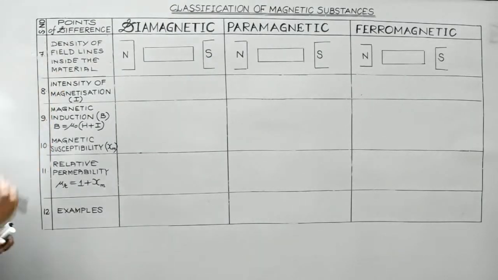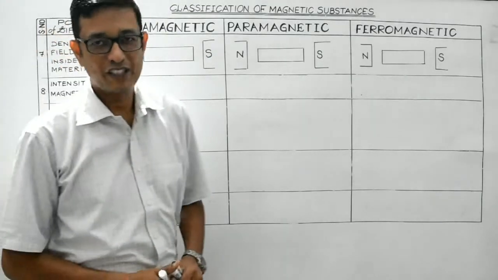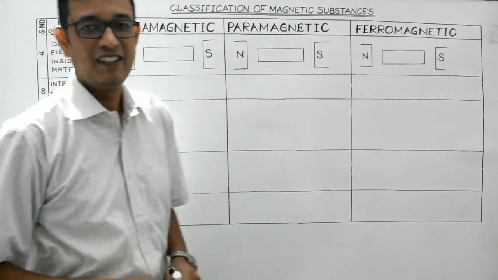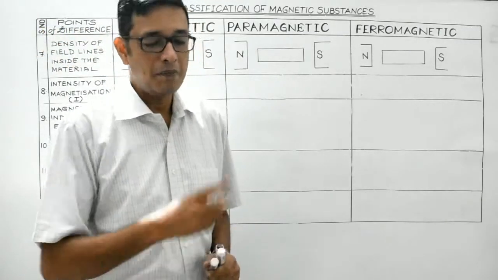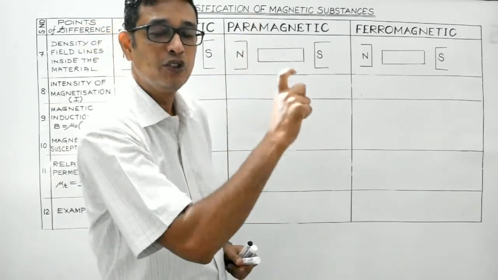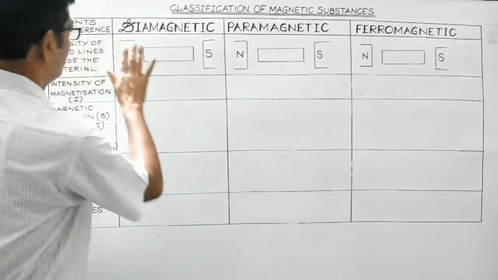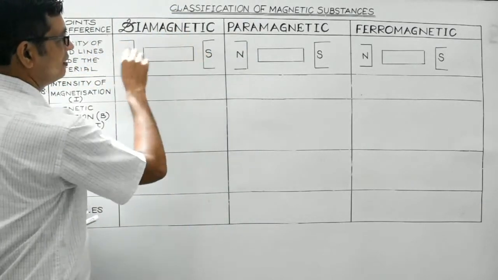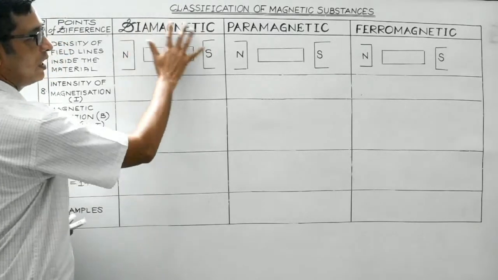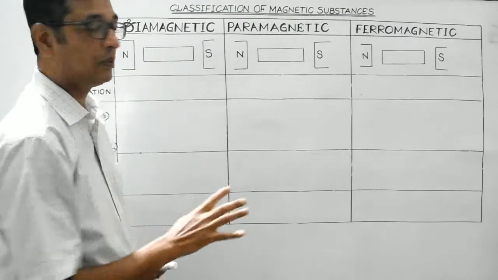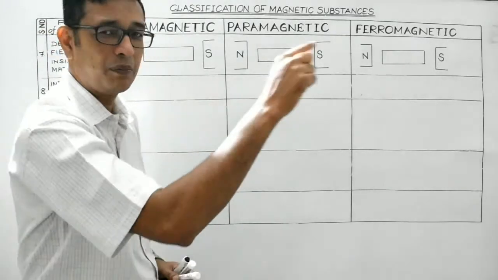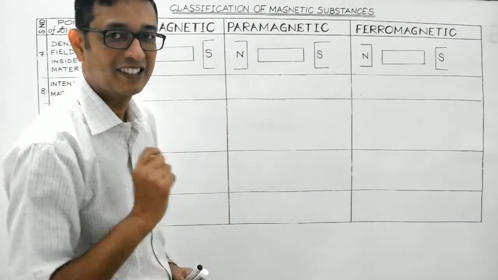Okay, now let's discuss the next point of difference, which is the density of the magnetic field lines inside the material. Now suppose, students, a magnetic specimen is placed under the influence of a uniform magnetic field. So this is the North Pole, this is the South Pole, and it will act as a source of uniform magnetic field. This is the region where, in the absence of any magnetic specimen, the magnetic field can be considered to be uniform. So it may be represented by equidistant parallel lines, right?